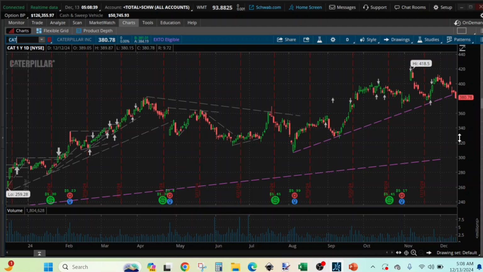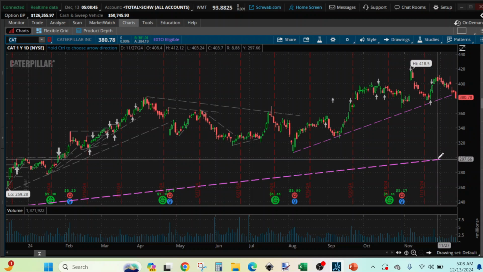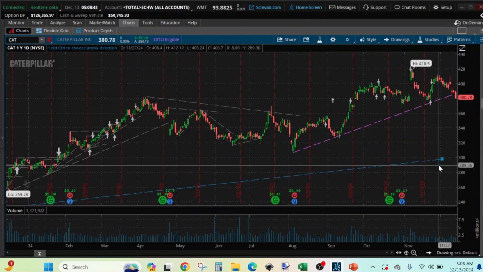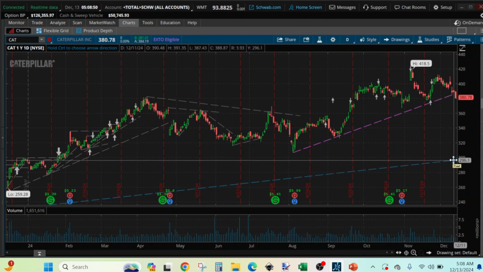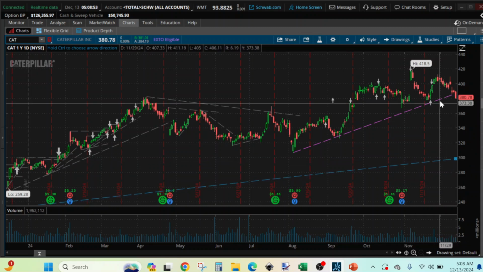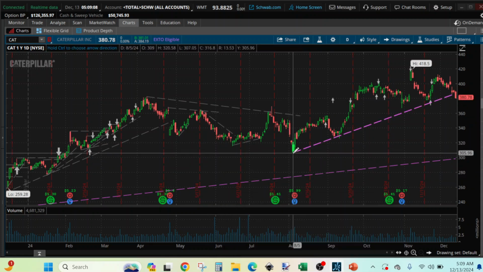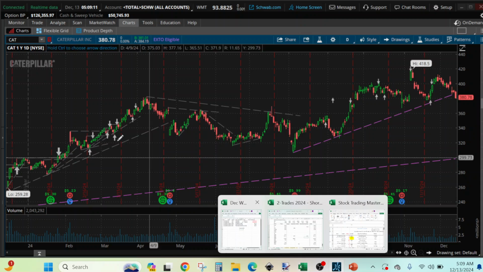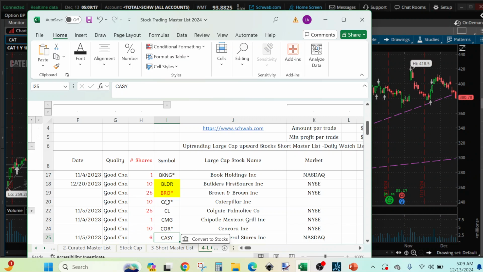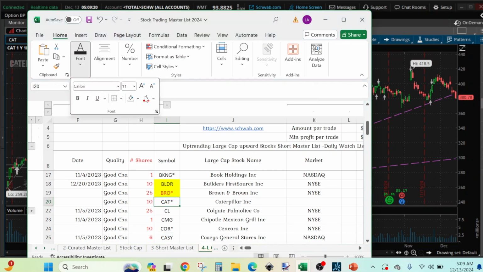So cats, and as you can see, cats pulled back yesterday. And I don't know if it's going to go there or not, but this one is August, but it pulled back. We can turn it red to see what it's going to do today. You can check it.